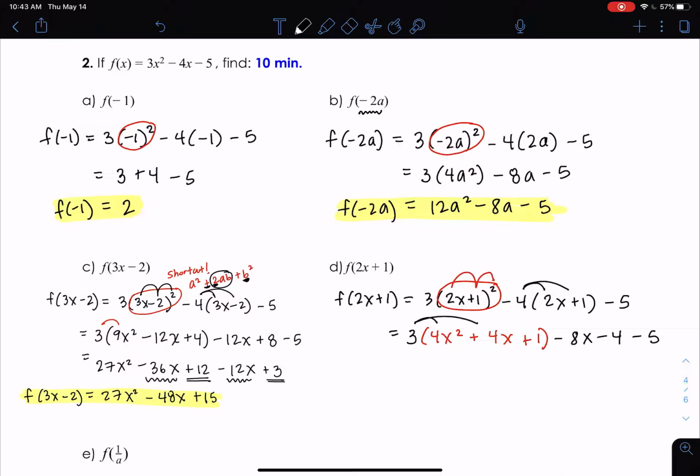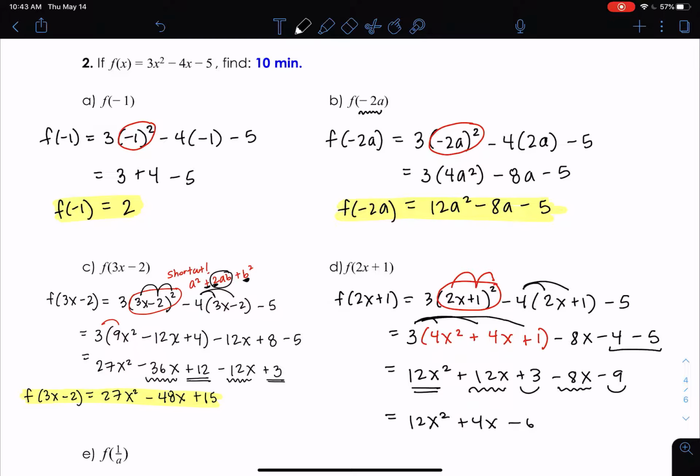Distribute our 3 in our final step, and then we'll combine our like terms, and we'll be done. So we tripled all these numbers, minus 8x, and then this gives me a minus 9. So let's see, 12x squared has no like terms, so I'll copy it down. Plus 12x minus 8x gives me a plus 4x, and then plus 3 minus 9 gives me minus 6, and we're done. F of 2x plus 1 equals 12x squared plus 4x minus 6.